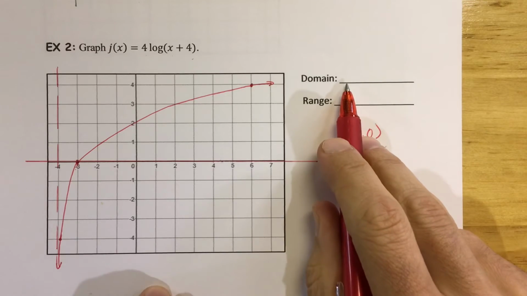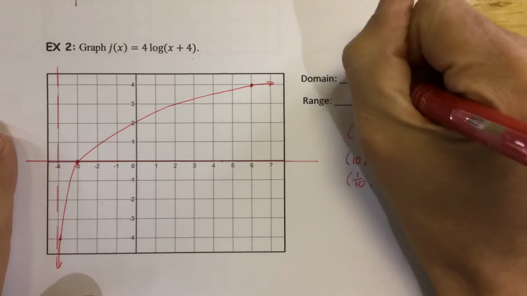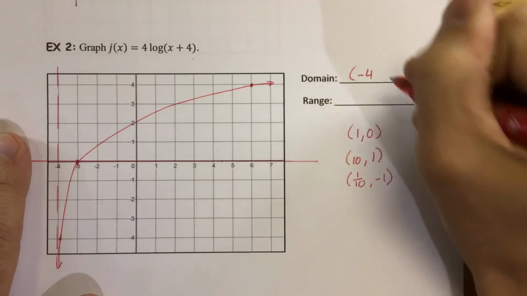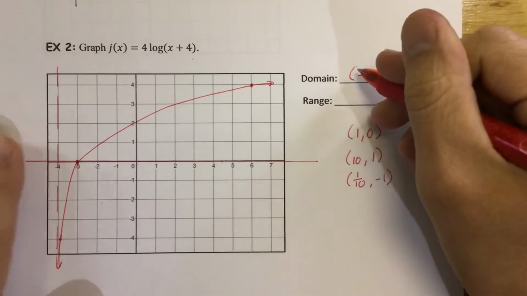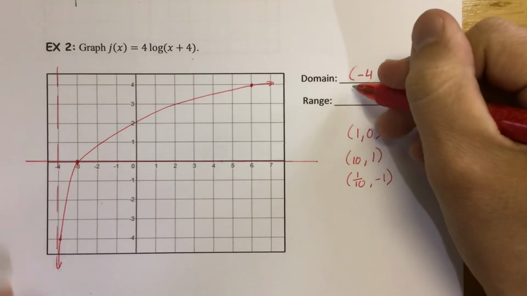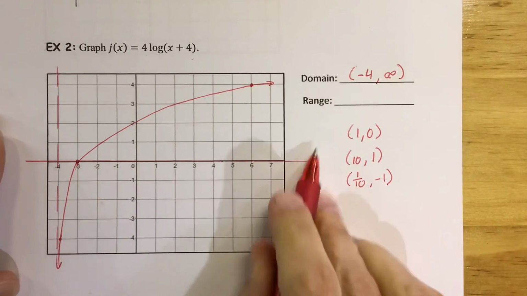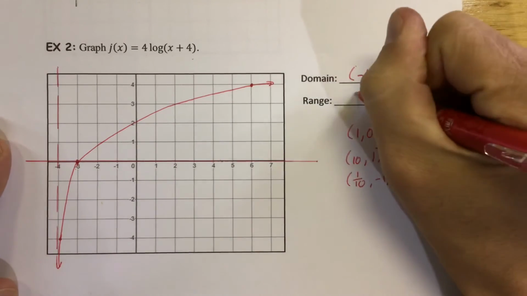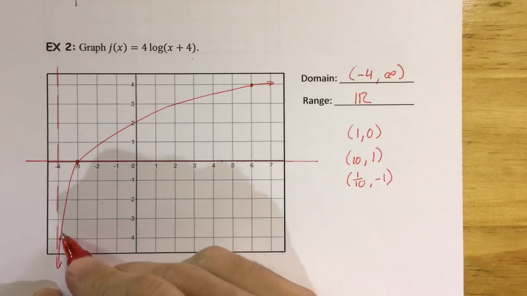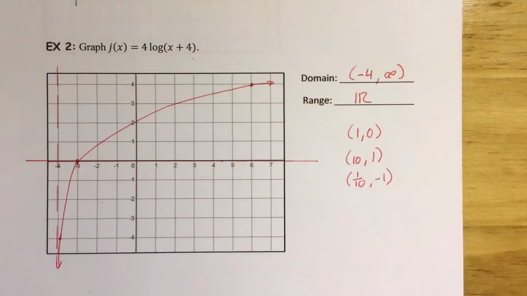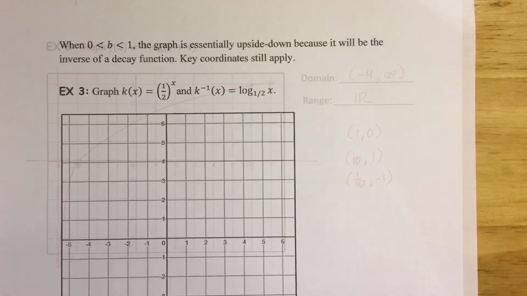All right, your domain is still bounded. It's an open interval, so you use parentheses because of the asymptote: -4 to infinity, goes on to the right forever. Your range is going to be all real numbers. It can go to -infinity, and then it can go up to positive infinity.